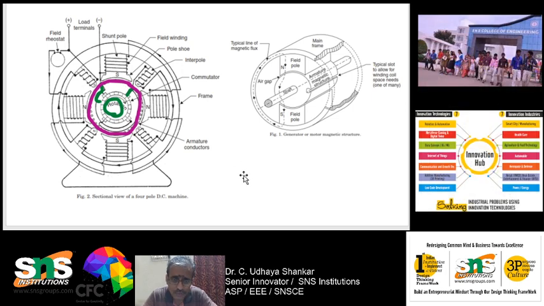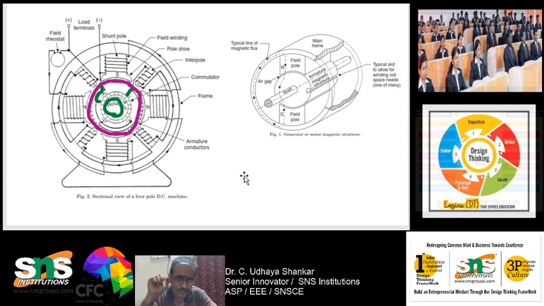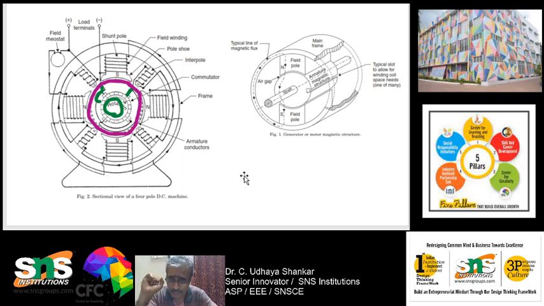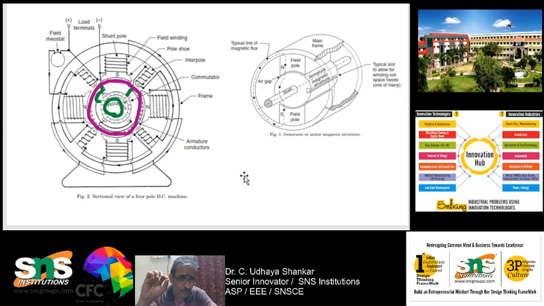So what is the use of this commutator? As we have already discussed, this commutator is going to convert the AC EMF which is generated inside the machine into DC EMF. It is made up of many segments, and each and every segment is insulated by mica. It is cylindrical in shape. The armature coils are soldered to the commutator segments by means of a component called a riser.